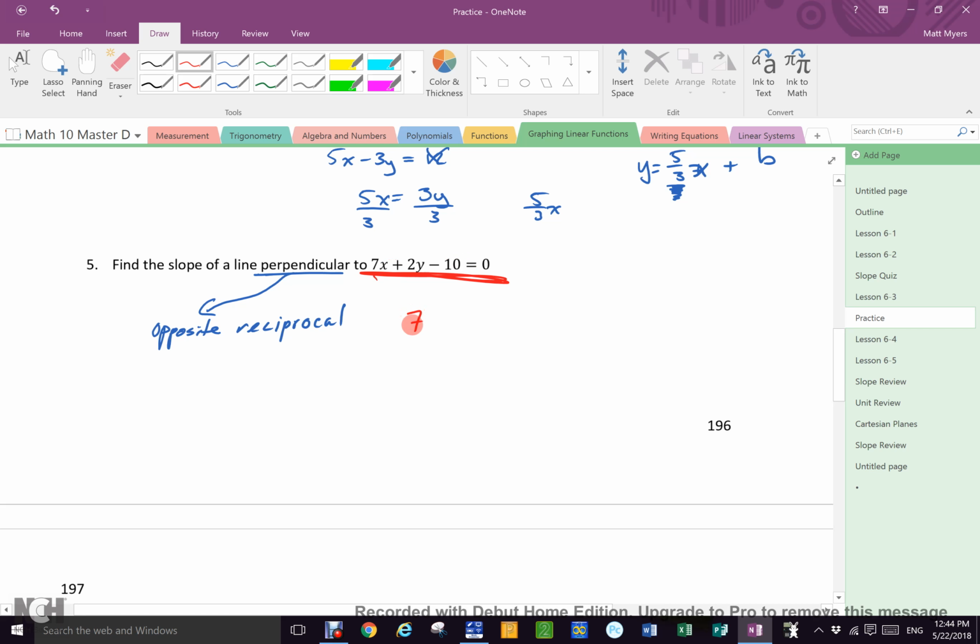Find this slope. 7x plus 2y equals 10. We don't care about the 10. Get y isolated. What moves? 7x. 2y equals what? Negative 7x. Now what? Divide by 2. y equals negative 7 halves x. That's his slope. What slope do I need? I need m equals what? 2/7. Flip it, change the sign.